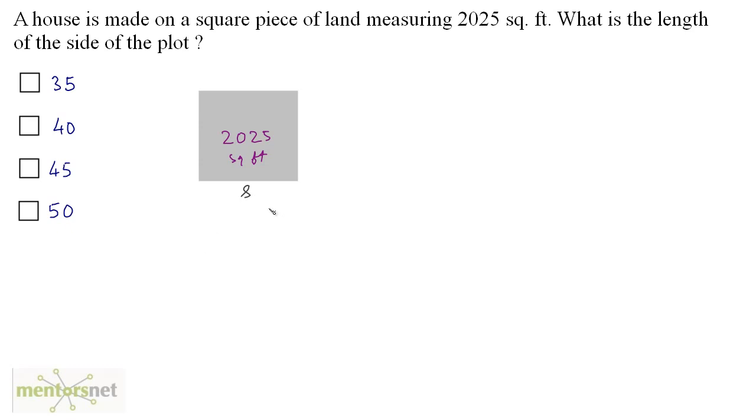Now what is the formula for calculating the area of a square? Well, area of a square is equal to side square, right? So area, 2025, is equal to side square. Therefore, the length of the side will be equal to the square root of 2025. So what is the square root of 2025? That's 45. If you don't know how to calculate the square root, please check out the chapter on square roots and cube roots. So this will be in feet because area was given in square feet. So option C is the correct answer.